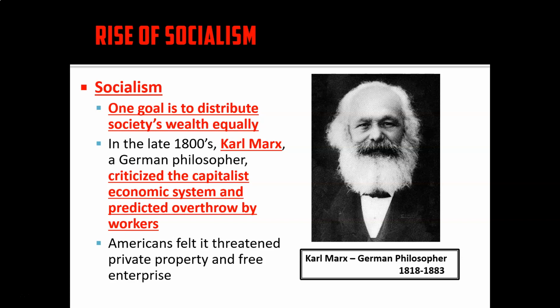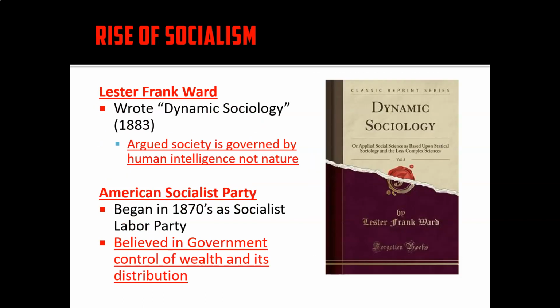Americans felt it threatened private property and free enterprise. That was one of their biggest issues with socialism and with Karl Marx's idea. I want to be able to own my own property. Well, under socialism, you would not be able to do that. I want to own my own business. Well, under socialism, you're not allowed to do that. The government controls what businesses open, how they function, etc.